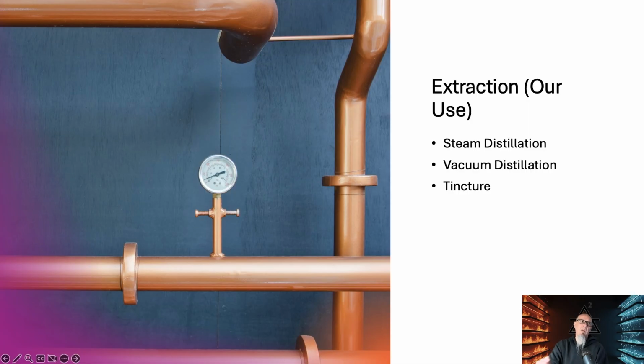Okay, extraction for our use. These three right here plus maceration is what I'm going to cover on this channel, at least for now. All right. I may actually go into others later, but for now we're going to stick with these. Okay, so for essential oils, steam distillation is the traditional method. Okay, the steam carries volatile plant oils over at temperatures below their normal boiling point.